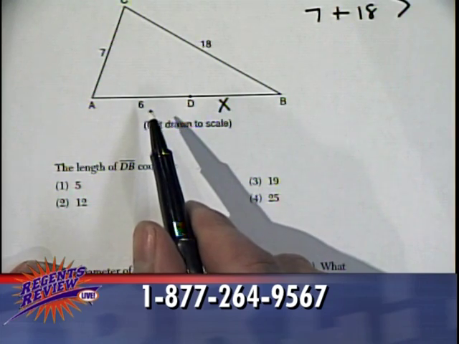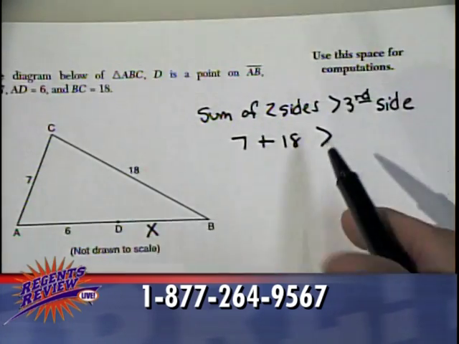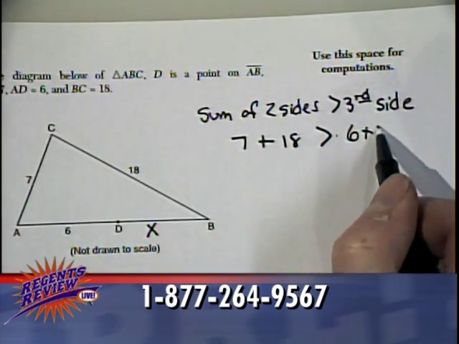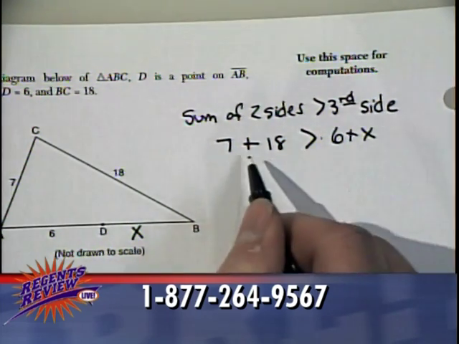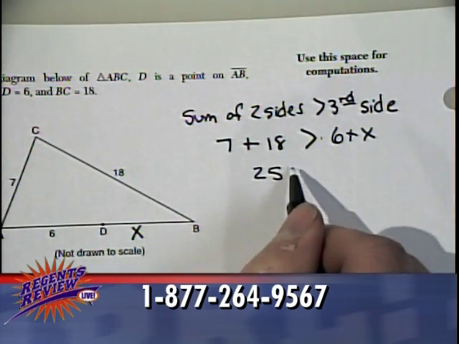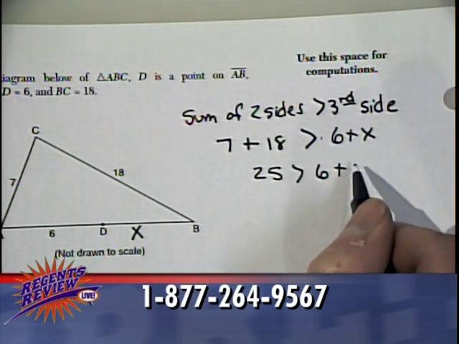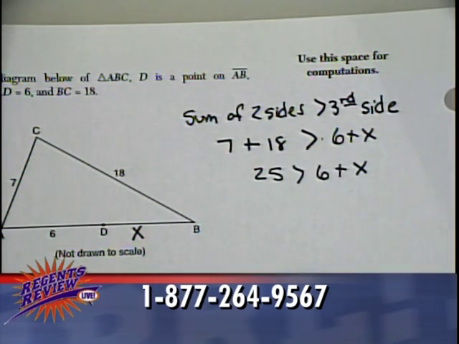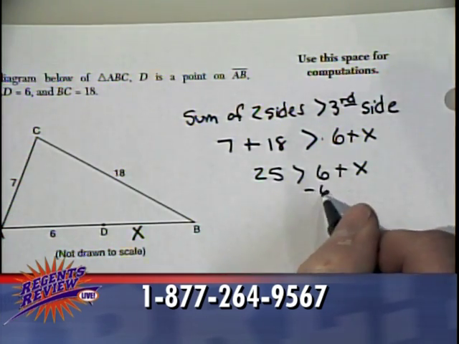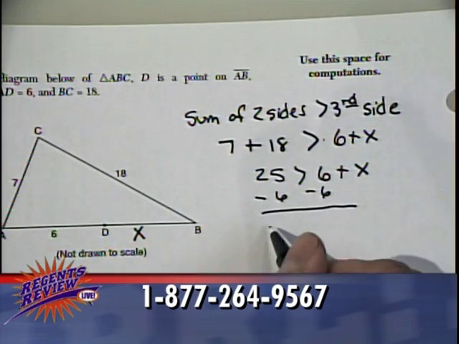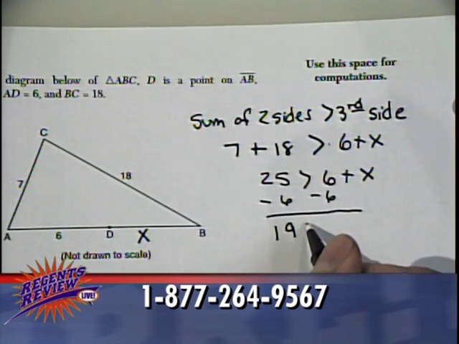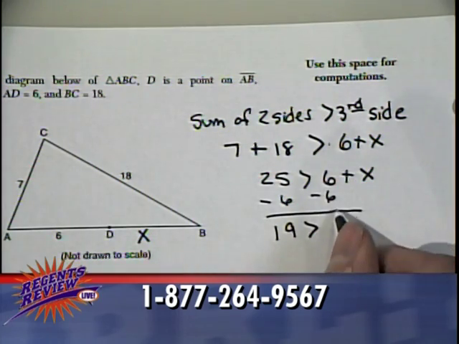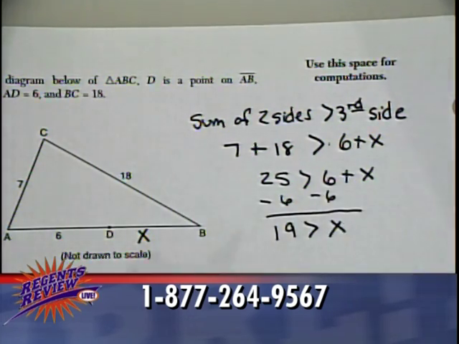Third side here, I can represent that as 6 plus x. Okay, so let's keep going. 7 plus 18 greater than 6 plus x. Subtract the 6 over. So x has to be less than 19.